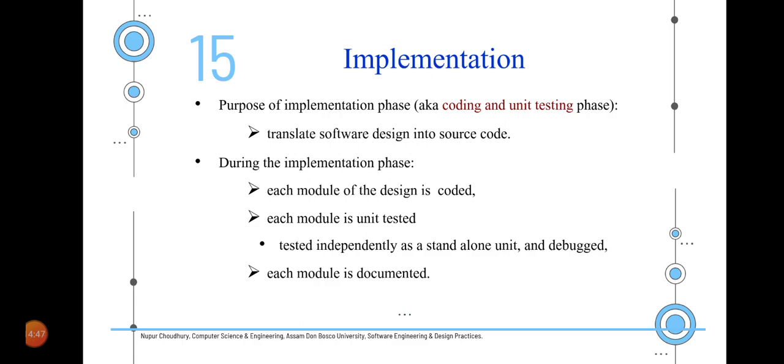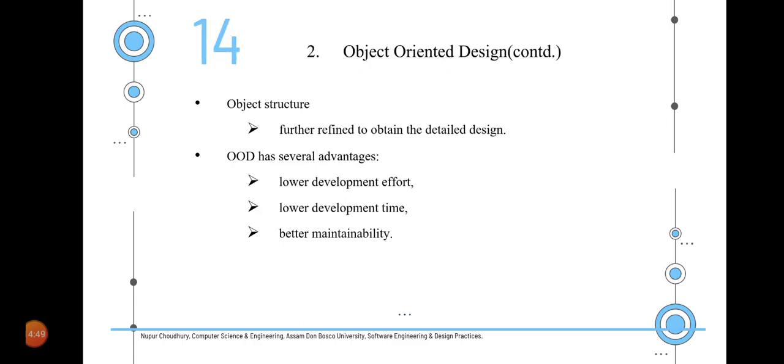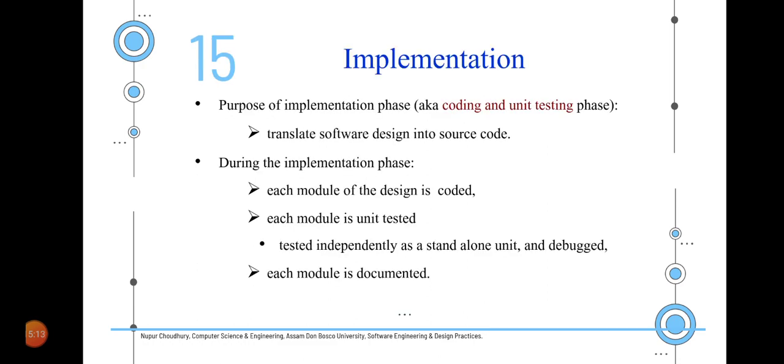Moving ahead, the exit criteria for this design phase would be a design document, where the developers or the designers document the design that they have carried out using any of the approaches, and after it has been documented in that design document, we consider that the exit criteria for the design phase is complete. So the next phase is implementation, which is also known as the coding and unit testing phase.